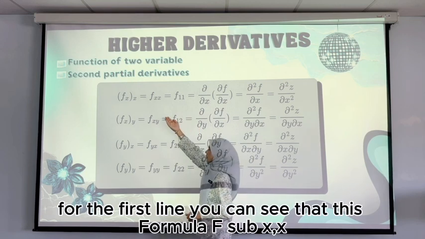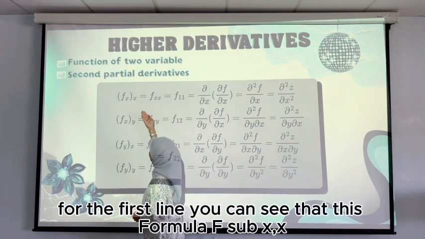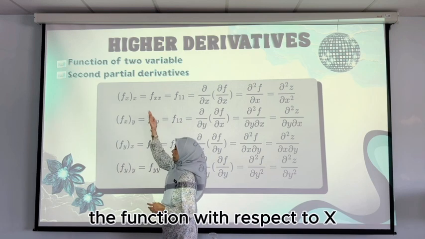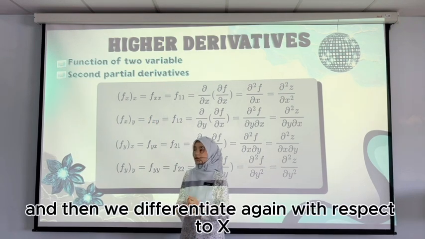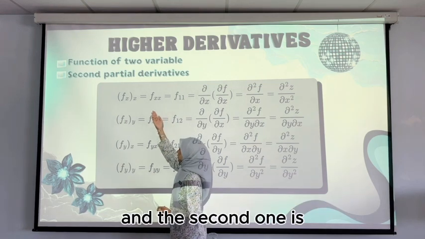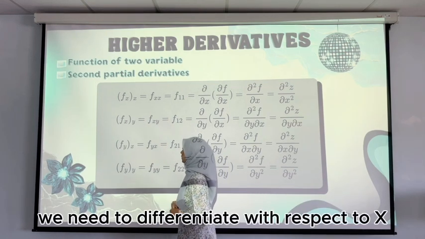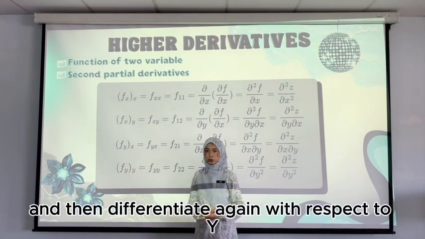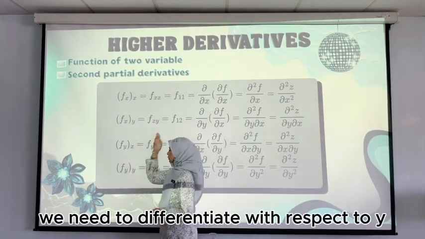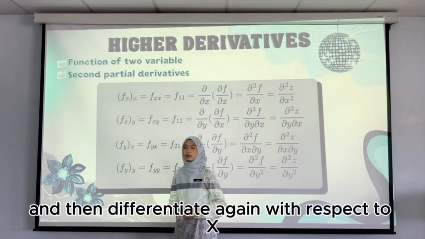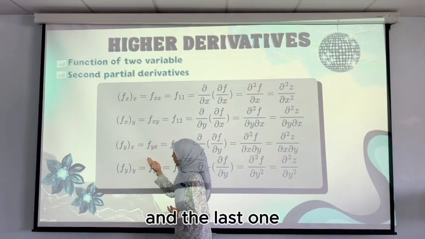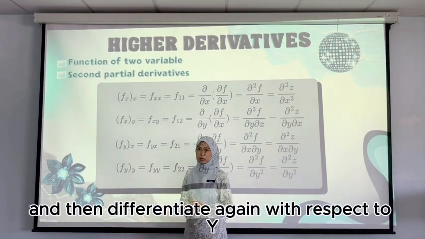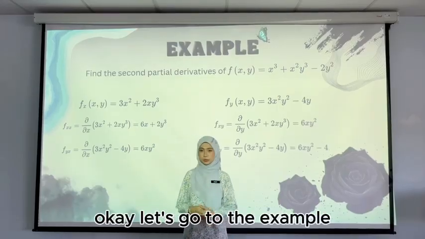For the first line, you can see this formula f sub xx, which means we need to differentiate the function with respect to x, and then differentiate again with respect to x. And the second one, we need to differentiate with respect to x, and then differentiate again with respect to y. And the third one, we need to differentiate with respect to y, and then differentiate again with respect to x. And the last one, we need to differentiate with respect to y, and then differentiate again with respect to y. Okay, let's move to the example.